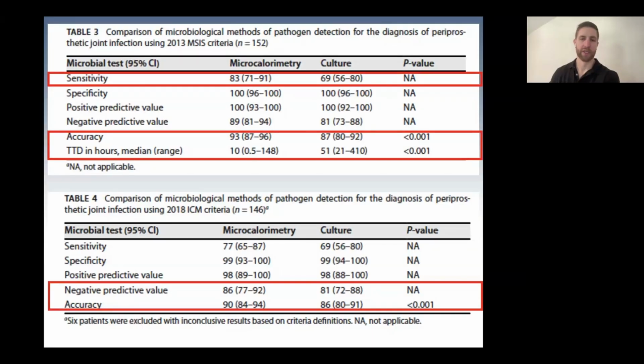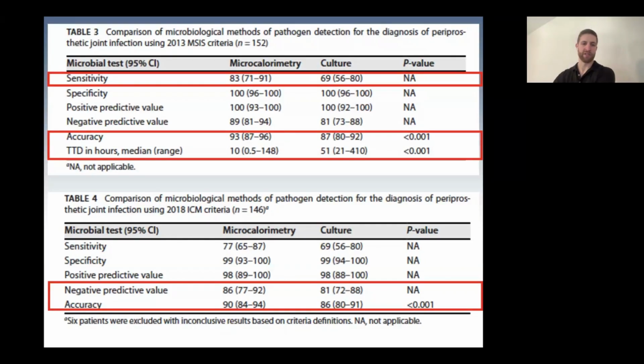I've seen anywhere from, I think, 48 hours to 72 hours for averages published in the literature for conventional cultures. So we feel like our institution was sort of within the range of what's been published for averages across the board. Again, we also then compared it to the 2018 criteria. We had 146 total patients in this study as well. For this part of it, 6, however, were excluded because the results were inconclusive based on the criteria definitions.